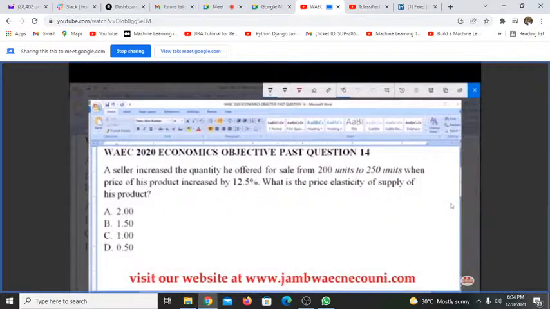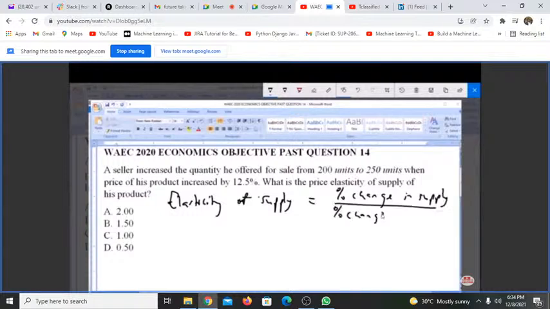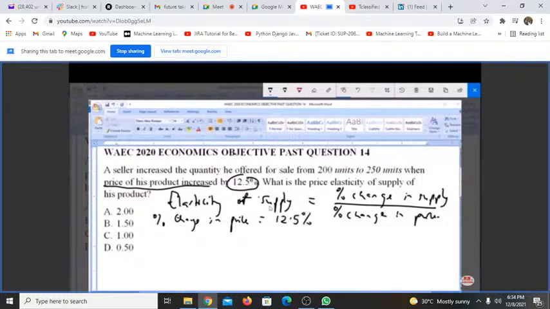Now, elasticity of supply is given as percentage change in supply divided by percentage change in price. So from the question, we have percentage change in price here because it says the price of his product increased by 12.5%. So percentage change in price is 12.5%. So in order to be able to get our elasticity of supply, we need our percentage change in supply.